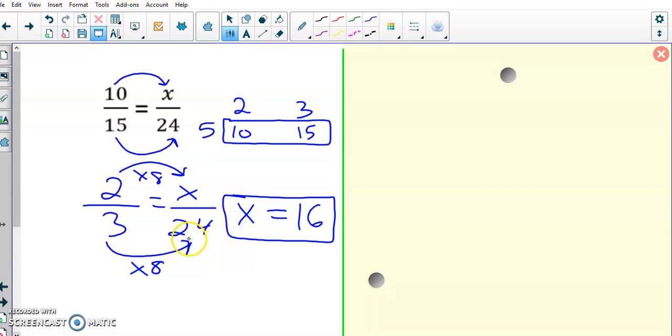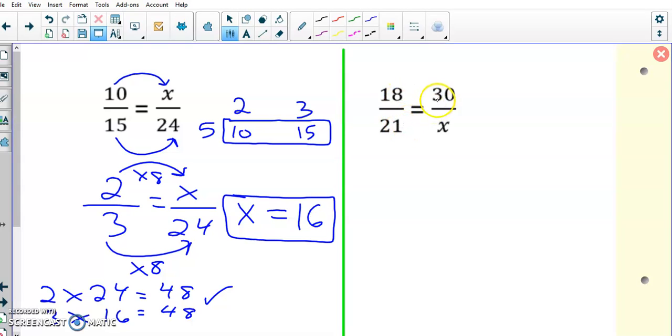Again, you want to do a check. So we're going to do 2 times 24 and 3 times 16. 2 times 24 is 48. 3 times 16 is also 48, which means we are correct. x does equal 16.